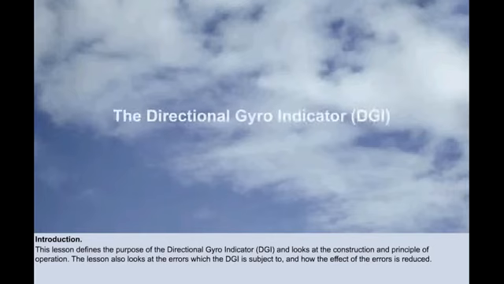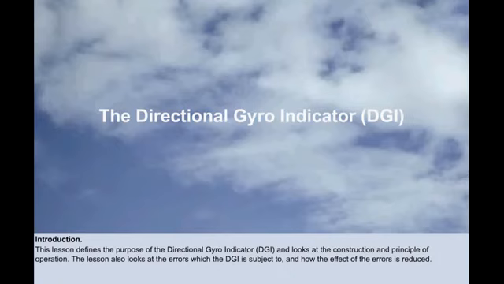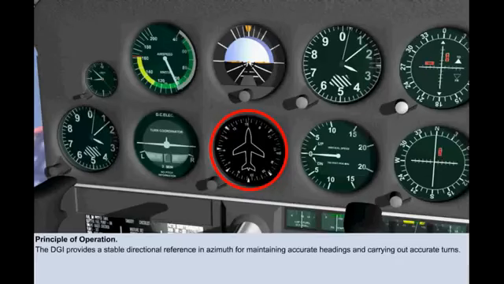In this lesson, we are going to define the purpose of the Directional Gyro Indicator, or DGI, and look at its construction and principle of operation. The DGI is sometimes referred to as the Direction Indicator, or DI. We will also look at the errors which the DGI is subject to and how the effect of the errors is reduced. The DGI provides a stable directional reference in azimuth for maintaining accurate headings and carrying out accurate turns.